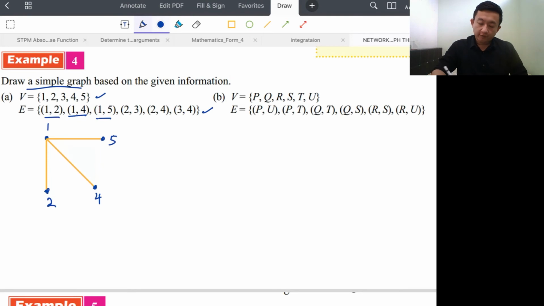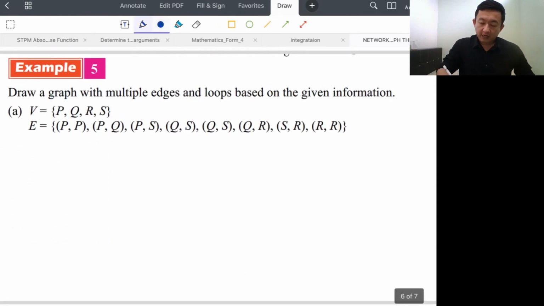1, 2, 1, 4, 1, 5, 2, 3, 2, 4. So I will call this 3. 2, 3, 2, 4, and then 3, 4. Okay, done. So this is the simple graph.